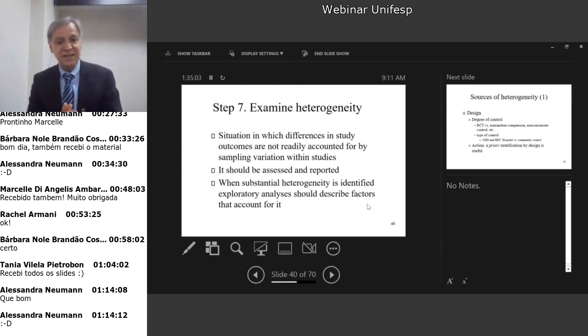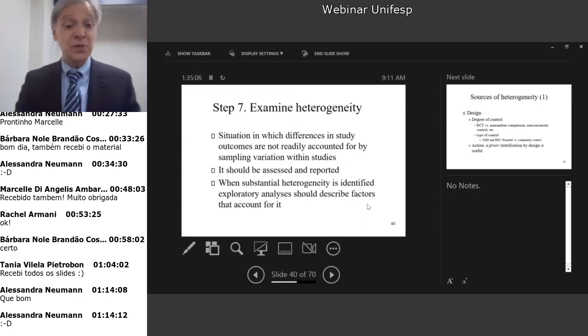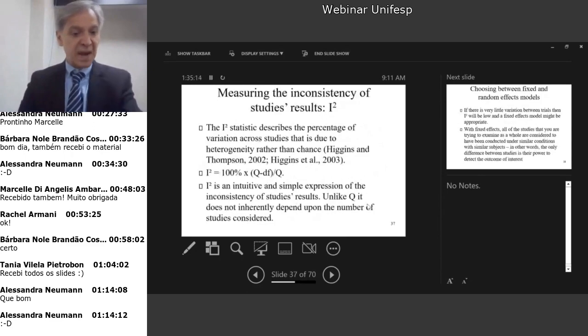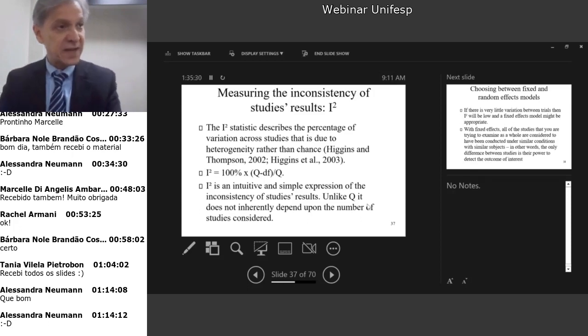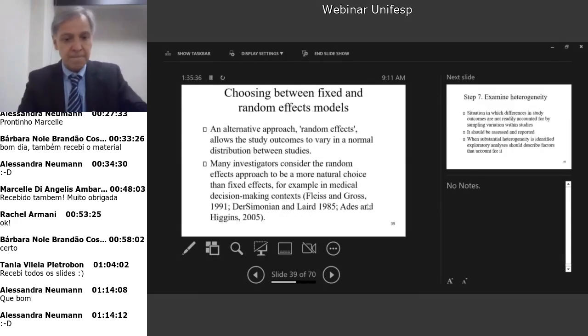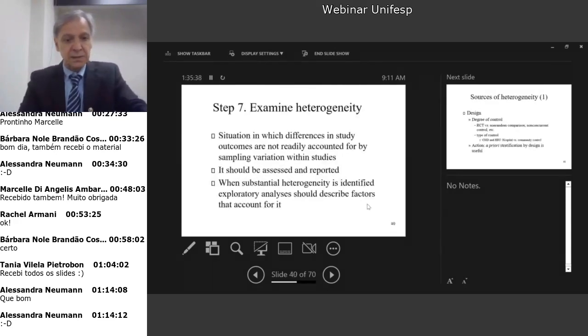The situation in which differences in study outcomes are not readily accounted for by sampling variation within studies is the true heterogeneity. As I explained before, the I square does that job, remember, by taking Q minus degrees of freedom, divided by Q, okay? So when I do that, I remove the chance attributed to the degrees of freedom, and what is left is true heterogeneity, multiplied by 100% as a percent of heterogeneity: 20%, 30%, 40%, 70%.